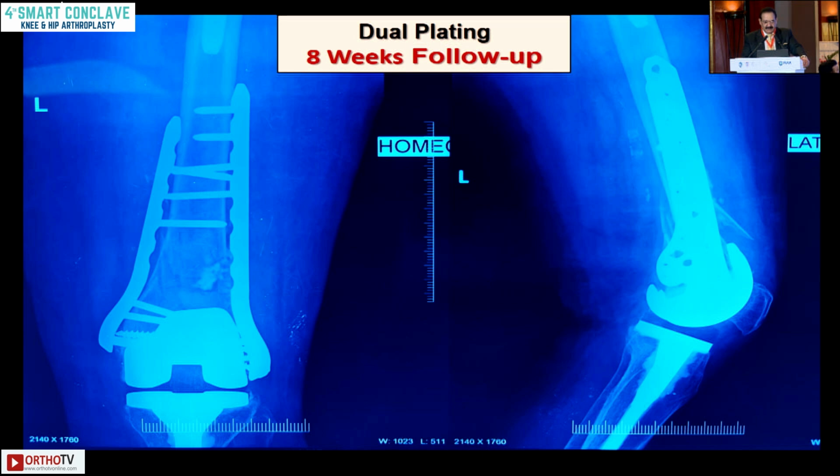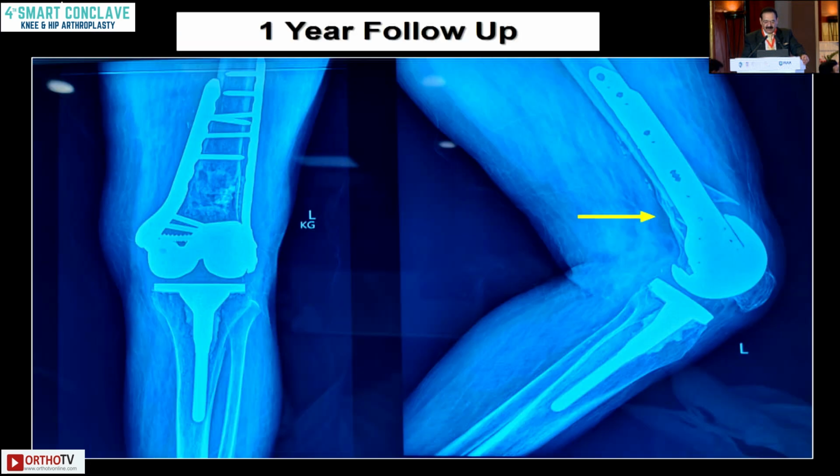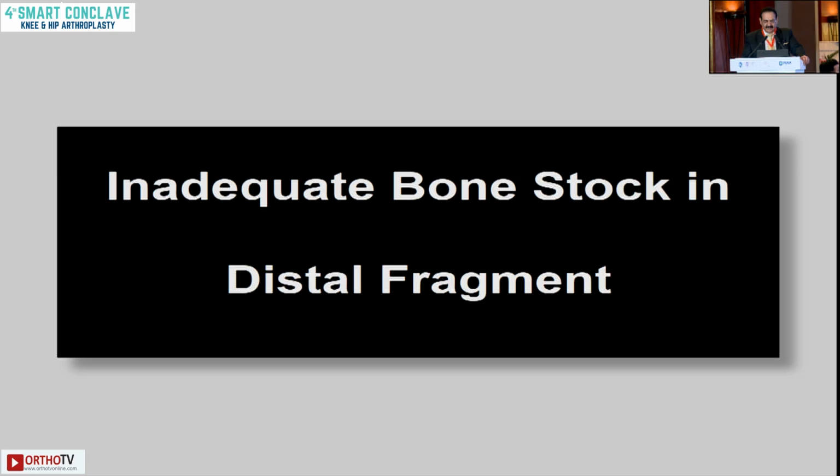And this is 4 months follow-up, started uniting, and at 1 year follow-up, it was solidly united. So these fractures do take time to unite. The bone quality is poor. Now, if there is inadequate bone stock in the distal fragment, I'll show one example.